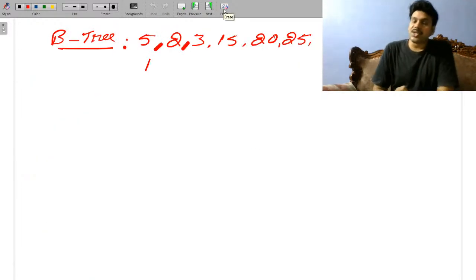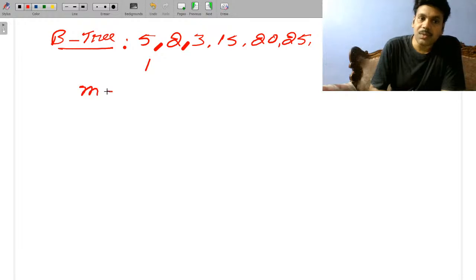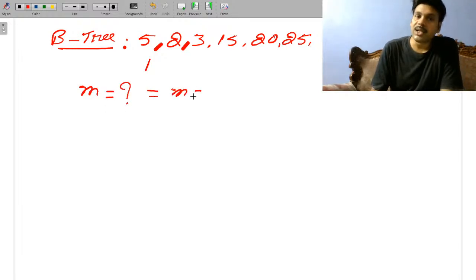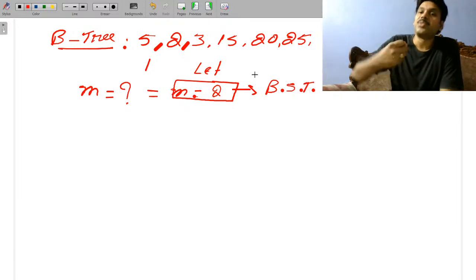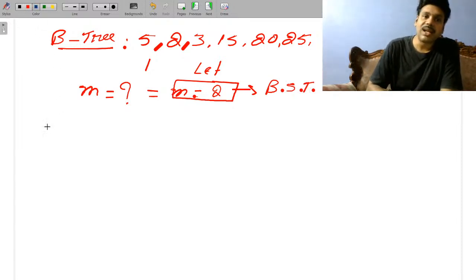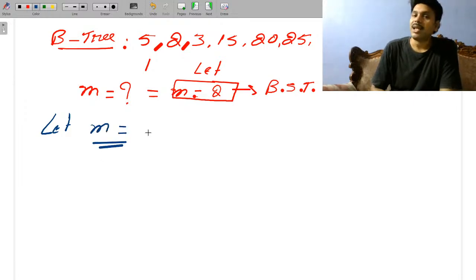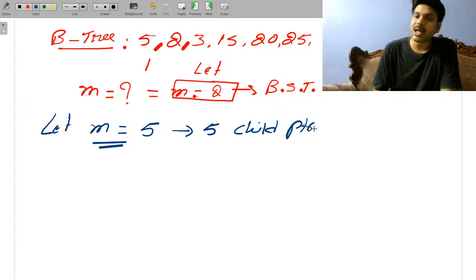Now, in order to construct a B tree, you're supposed to tell what is the M value. Please understand, if I say that M is equal to 2, then this is very similar to a binary search tree. So I'm supposed to take more than that. It completely depends on M only. Let M be equal to 5. What is the meaning of 5? 5 leaf pointers or block pointers or child pointers.